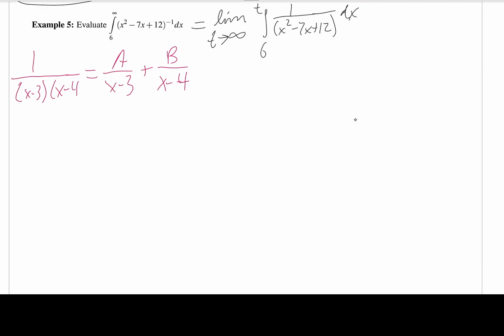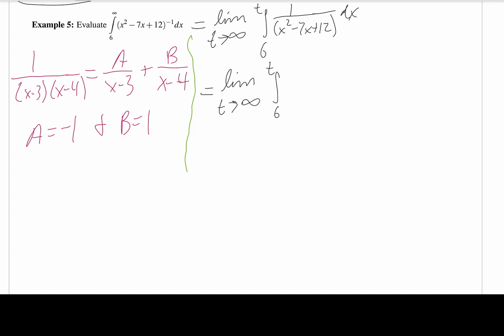Now that you've solved for a and b, you should have a equals negative 1 and b equals 1. If you don't, then come meet me in office hours and we can talk about this. I'm going to separate this. Okay. So now I can rewrite my integral again.